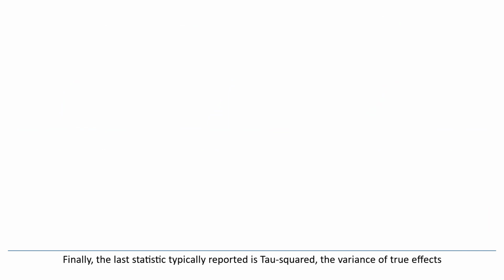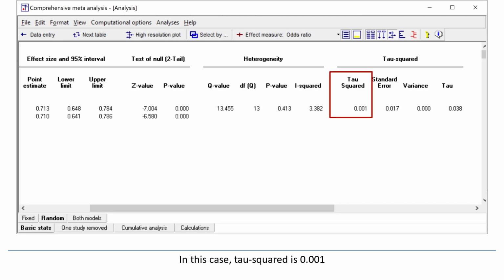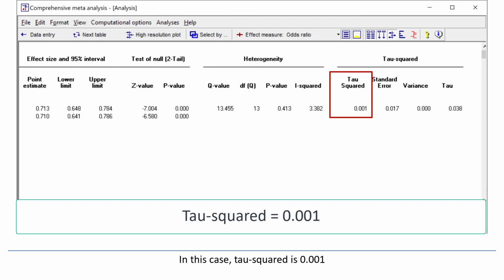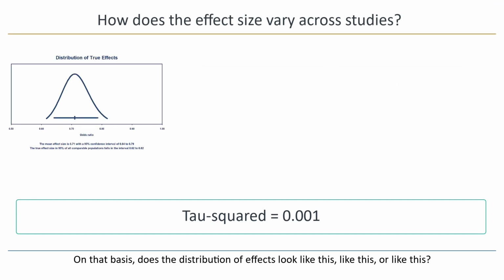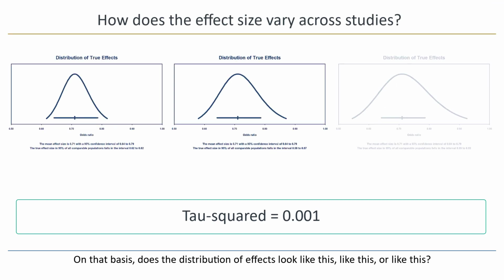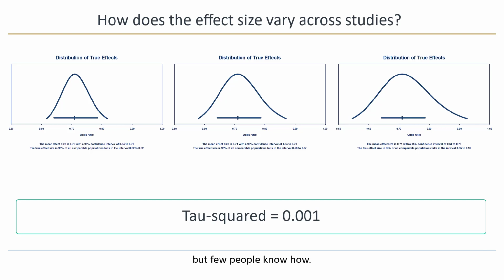Finally, the last statistic typically reported is tau squared, the variance of true effects. In this case, tau squared is 0.001. On that basis, does the distribution of effects look like this, or like this? It actually is possible to determine which of these is correct based on tau squared, but few people know how. So, what statistic does tell us how much the effect size varies?